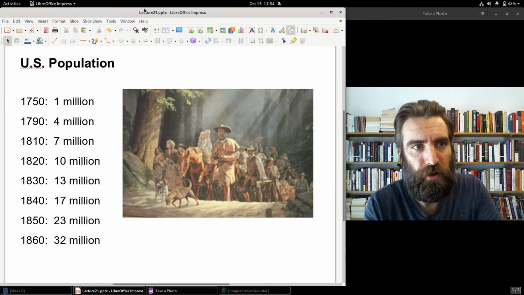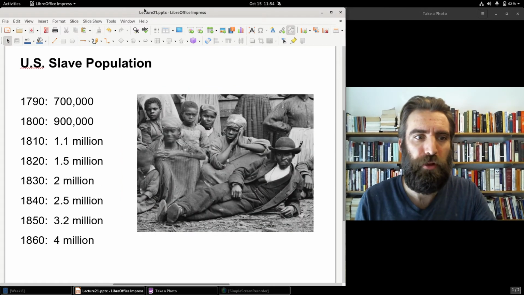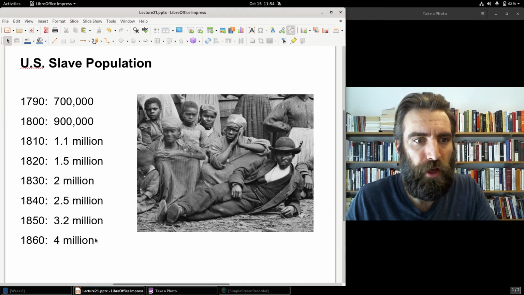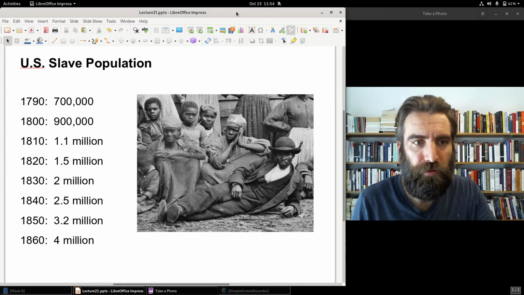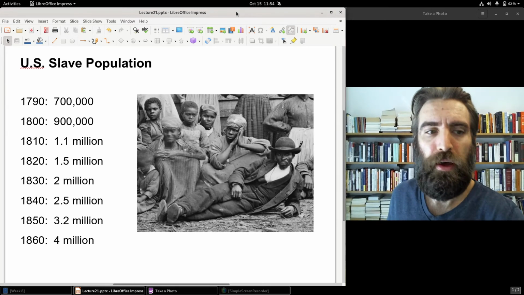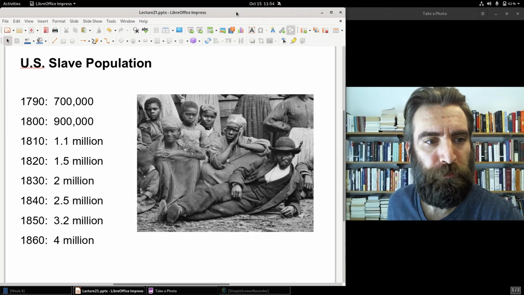So there's the total U.S. population, there's the slave population. It reaches 4 million by 1860. Far from dying the death that many of the founders had hoped it would, slavery expands.